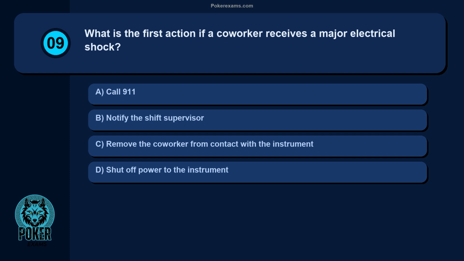Question 9. What is the first action if a coworker receives a major electrical shock? Call 911. Notify the shift supervisor. Remove the coworker from contact with the instrument. Shut off power to the instrument.